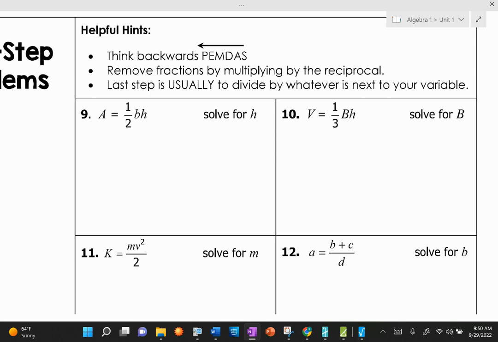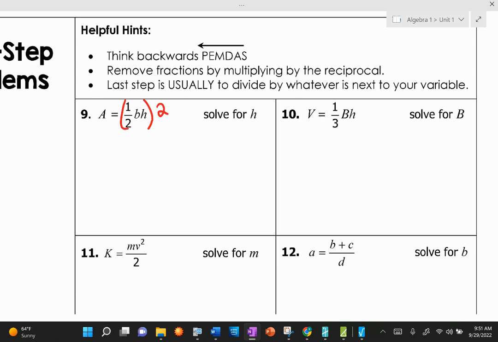So how do we get rid of the 1/2? You could divide by 1/2, but what's dividing by 1/2? Multiplying by 2. Dividing by 1/2 and multiplying by 1/2 can't be the same thing. So what's the opposite of dividing by 1/2? Multiplying by 2. Yes. If I'm halving something, what's the opposite of halving something? Doubling it.